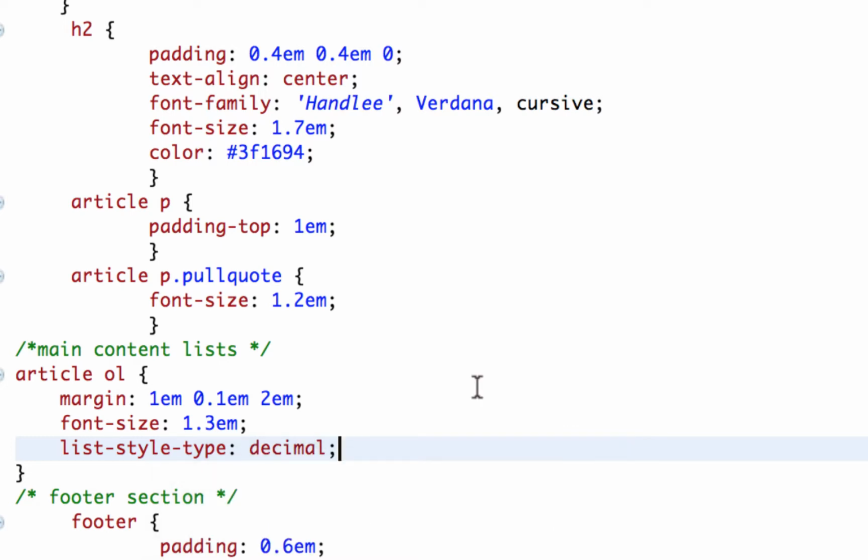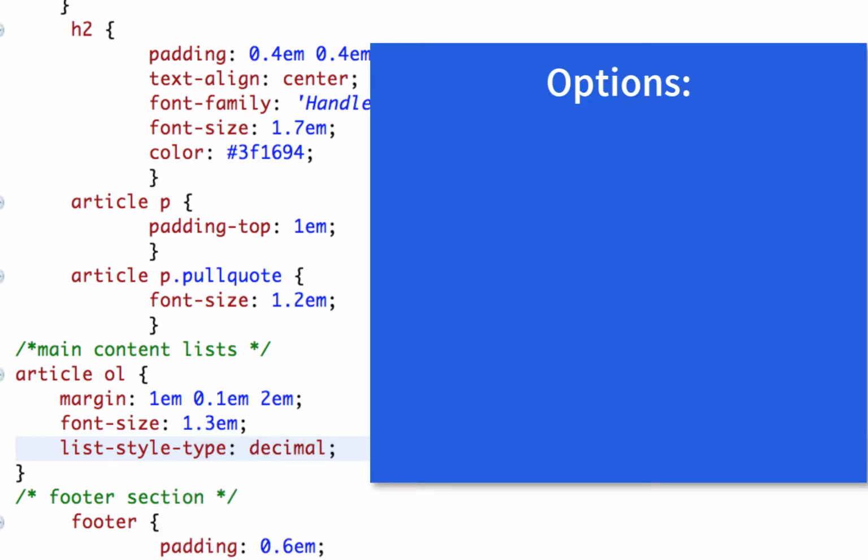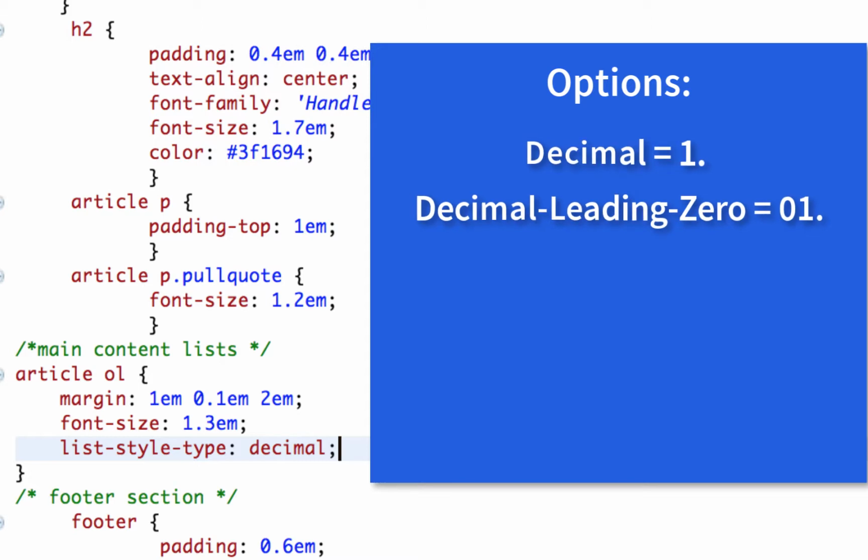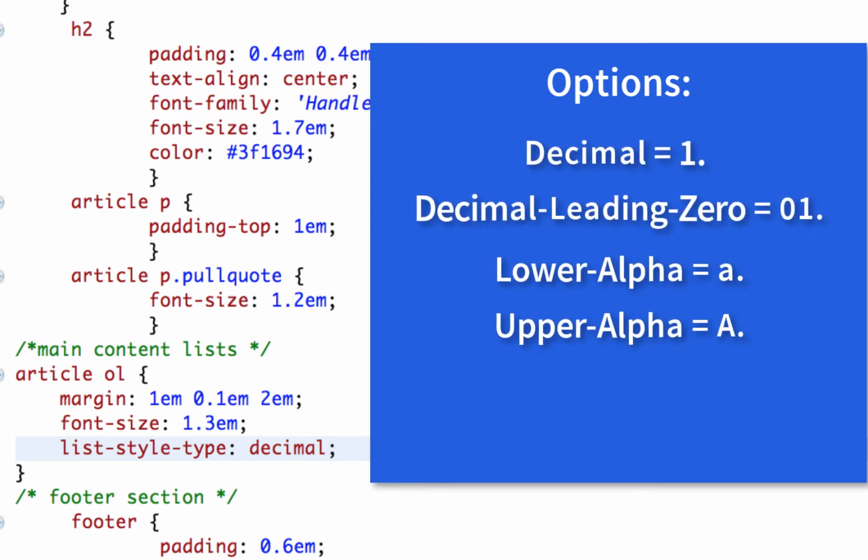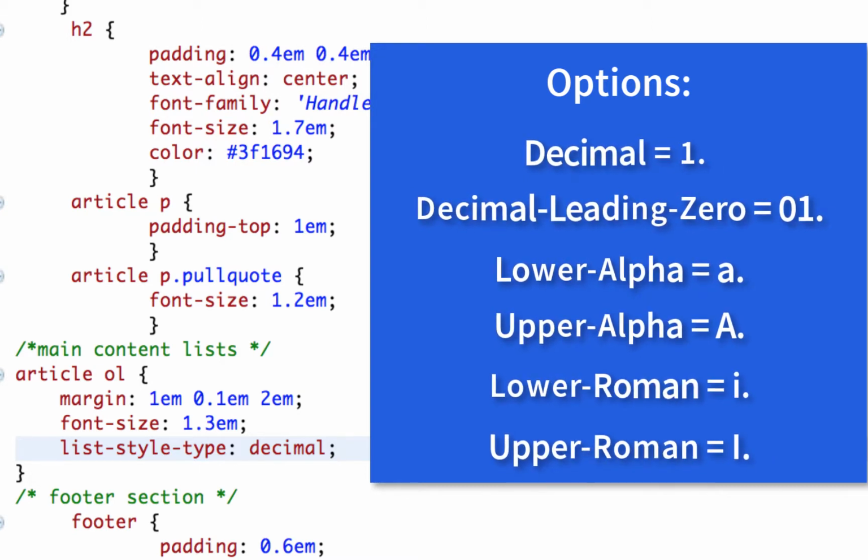There are other options we can use for the list style type. Decimal will give it a number 1, number 2, and so on. Decimal-leading-zero would give it 01, 02, and so on. Lower-alpha would give it a lowercase a, period, and so on. Lower-roman would be i, dot, and then ii, dot, and then upper-roman would be uppercase I, and so on. So there are multiple options. Use what you feel best suits your site.